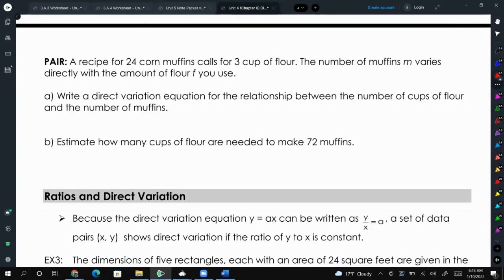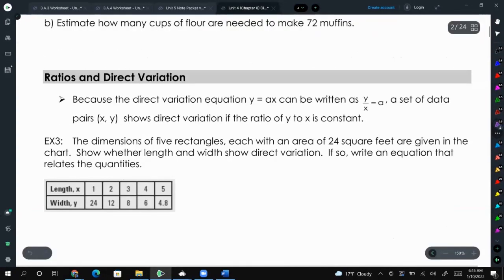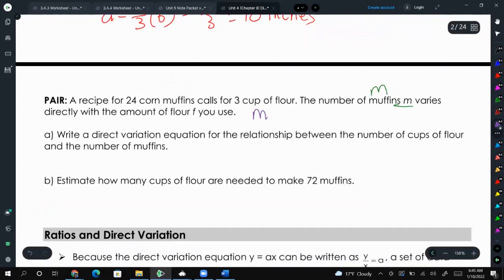It says a recipe for 24 corn muffins calls for 3 cups of flour. The number of muffins m varies directly with the amount of flour f you use. So M is equal to A times F. And again, A is your slope. So 24 corn muffins, that's M. 3 cups of flour, that's F.